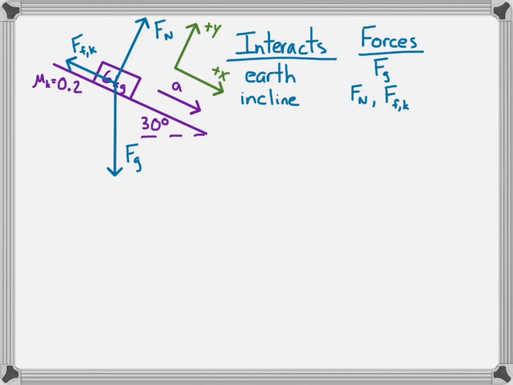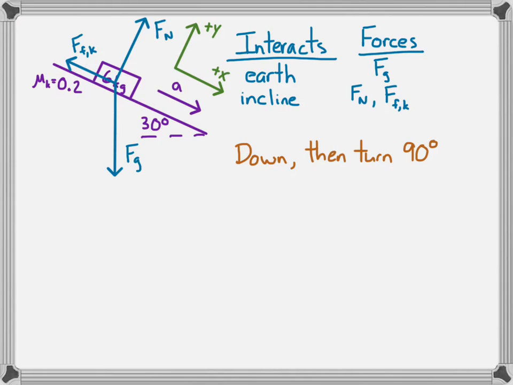Now, the way to break this one down on an incline, because it can be so confusing, is what I like to think of as down and then a 90-degree turn. So go down and then turn 90 degrees. What do I mean by down? I mean down as in opposite to the normal force.